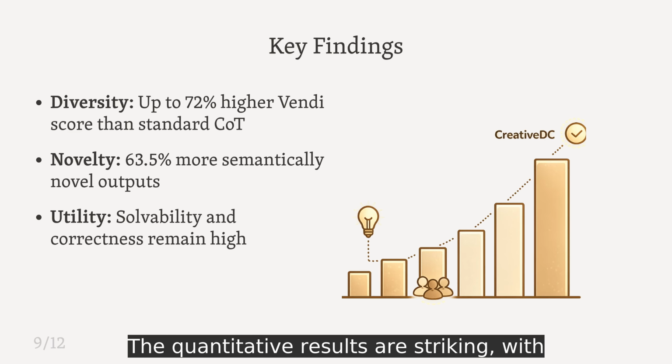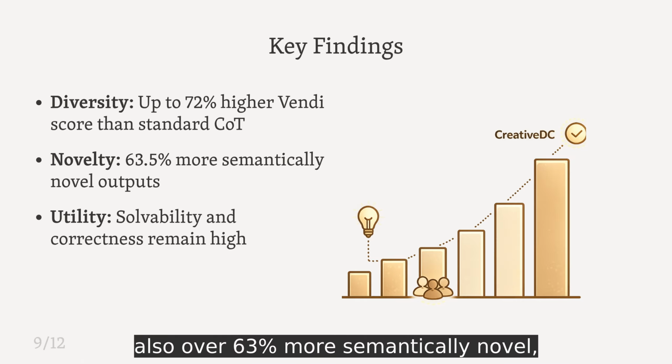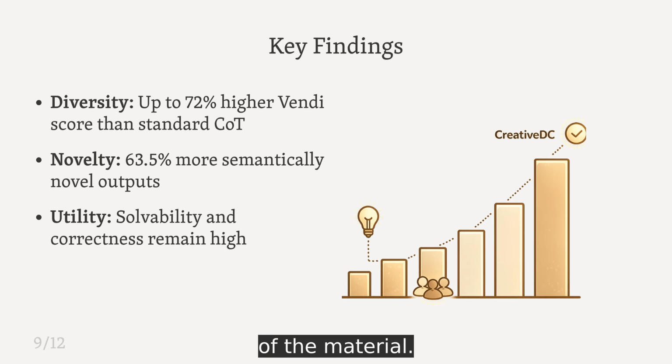The quantitative results are striking, with CreativeDC achieving up to 72% higher diversity scores than standard chain of thought prompting. The generated problems were also over 63% more semantically novel, proving that you can increase creativity without sacrificing the utility or correctness of the material.